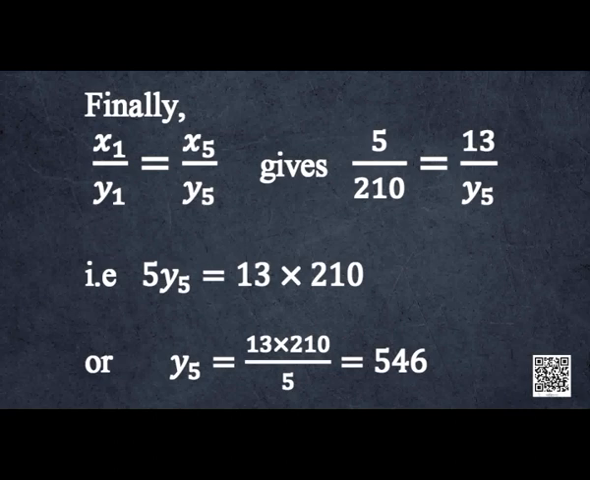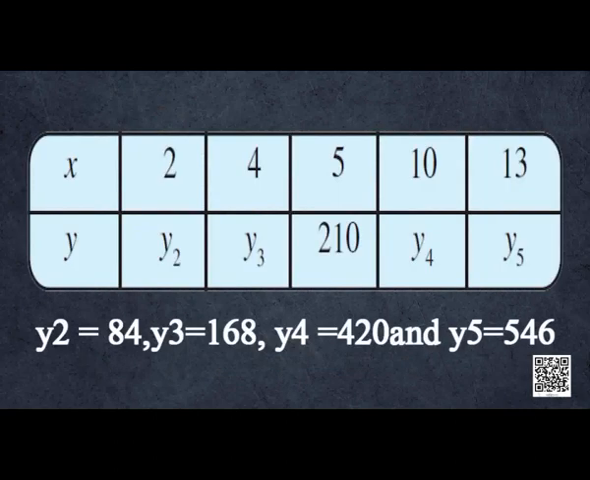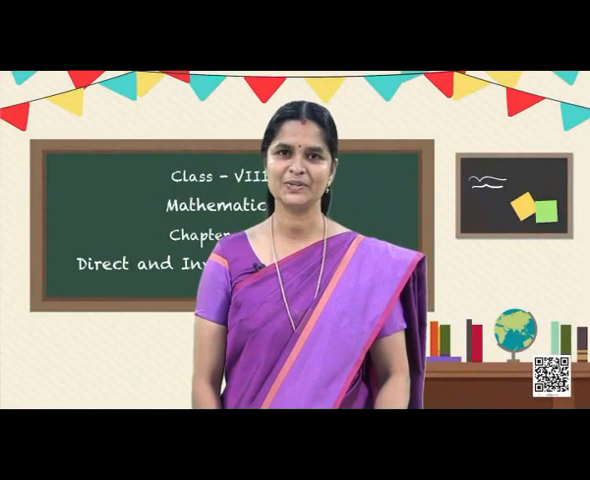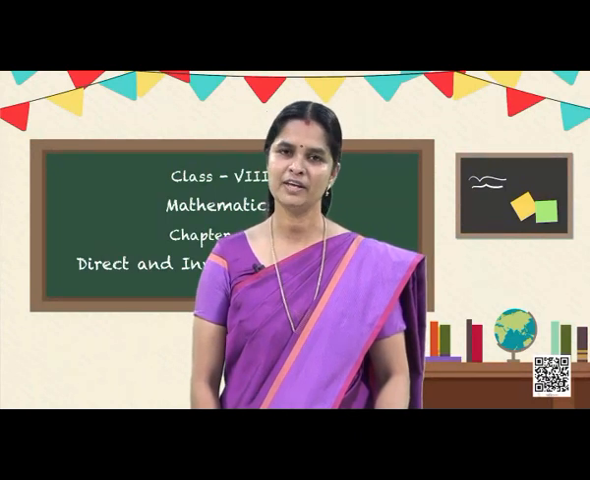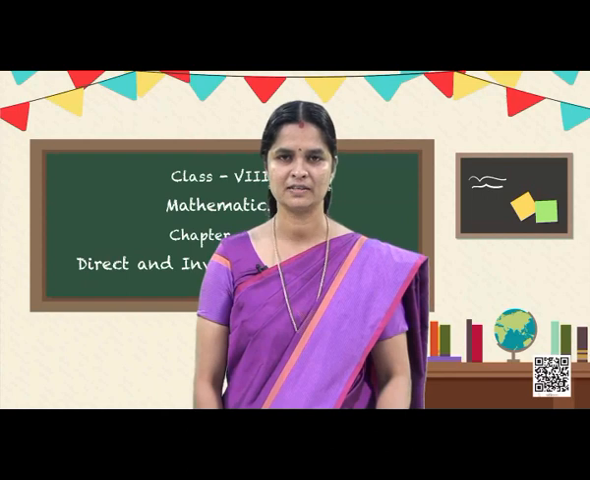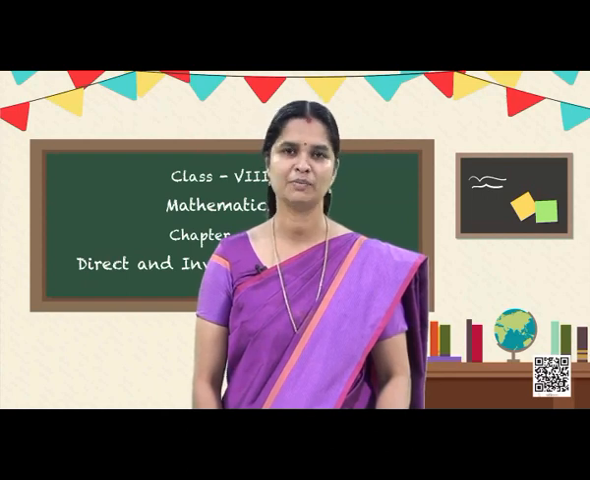546. So, in this way we can calculate the values of y2, y3, y4 and y5, which correspond to the cost of the cloth measuring 2 meters, 4 meters, 10 meters and 13 meters respectively. Hope you understood the calculations, and in the same way you can find answers for the questions that were posed in the beginning of the chapter.